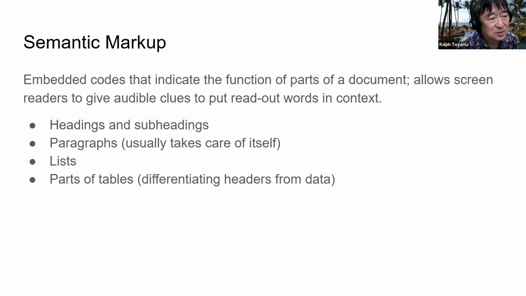Lists are something you want to make sure are properly marked so that when you get to a list, it tells you that you're about to hear a list, and it tells you this is part of the list, this is part of the list, this is part of the list, etc. And now that list is over. Tables, I'll talk about a little bit in a bit, but basically you want to make sure that the column and row headers are coded a little bit differently from the data.